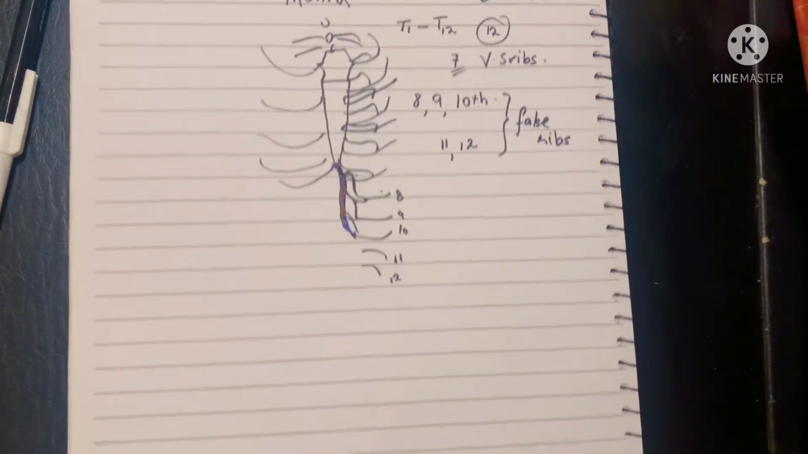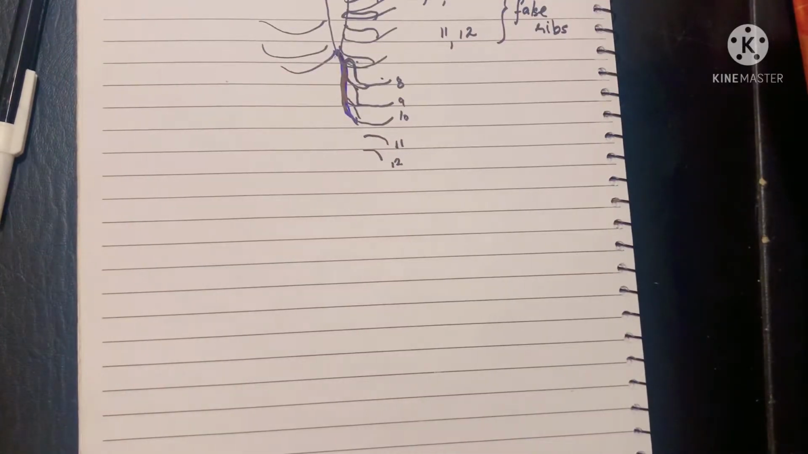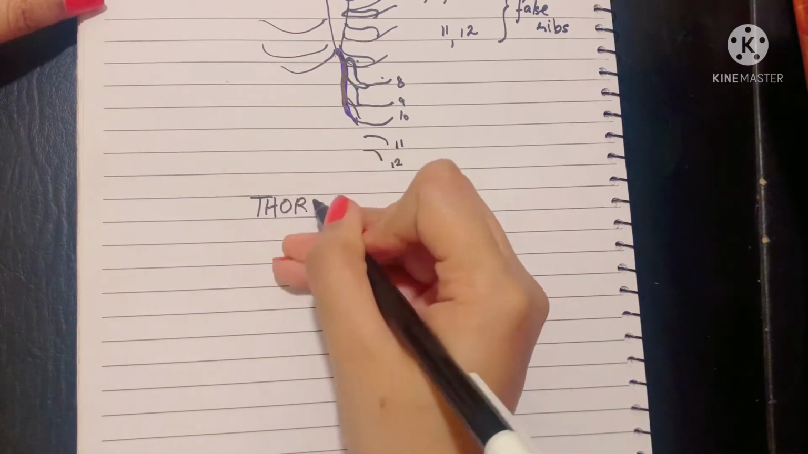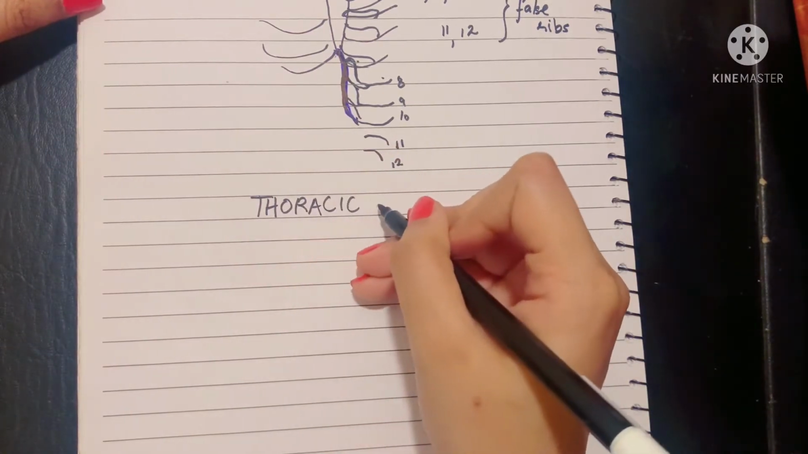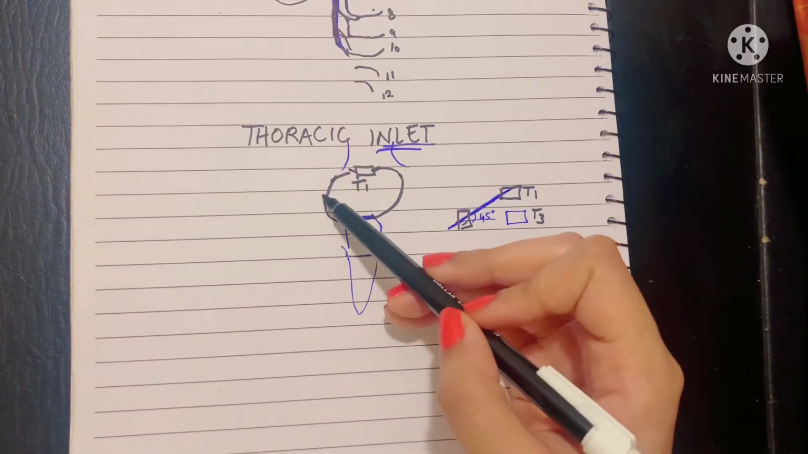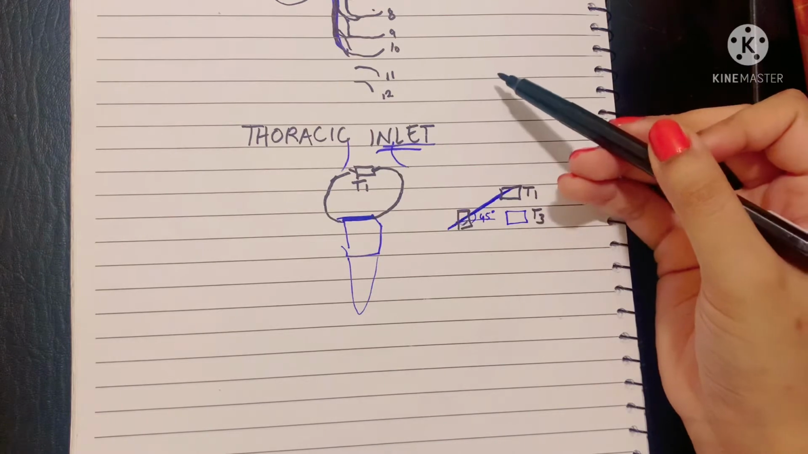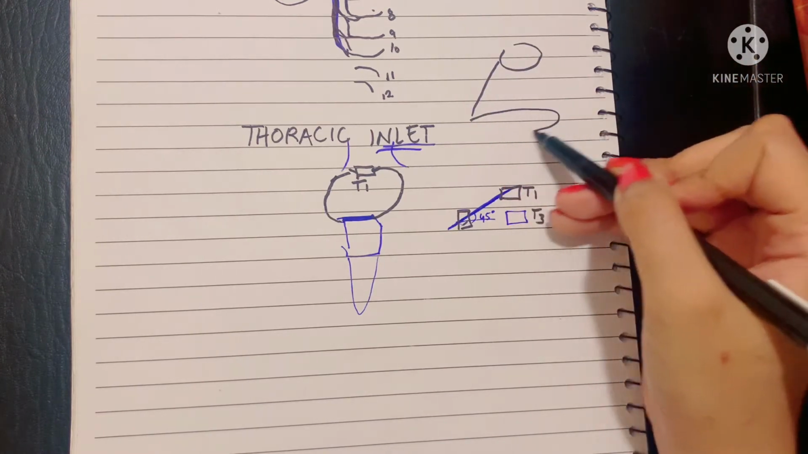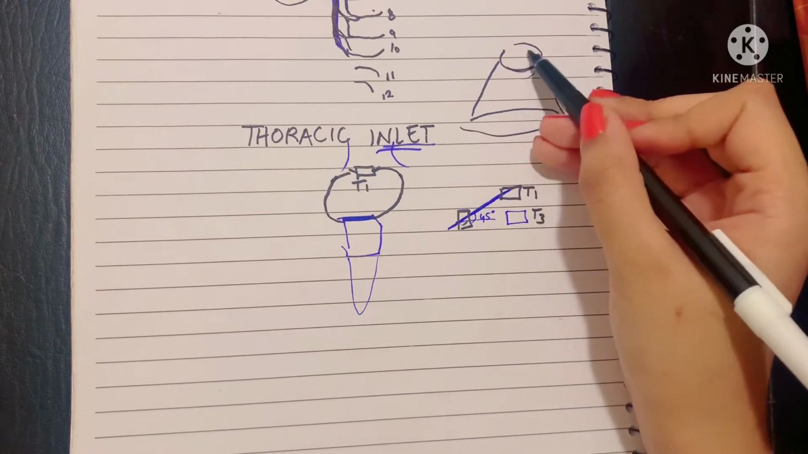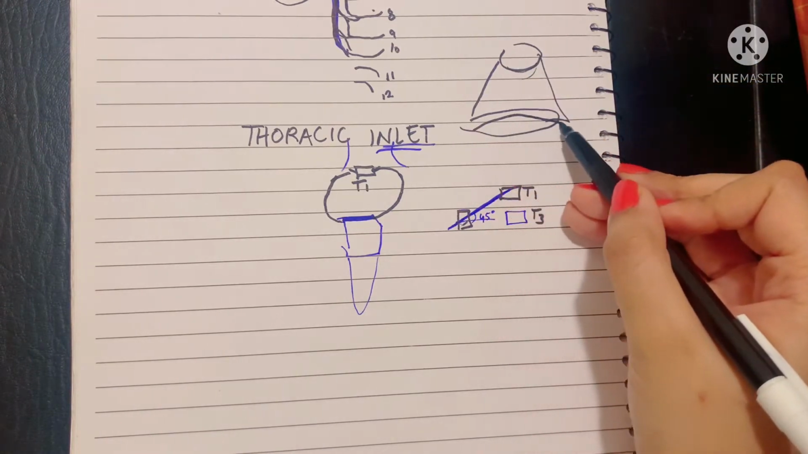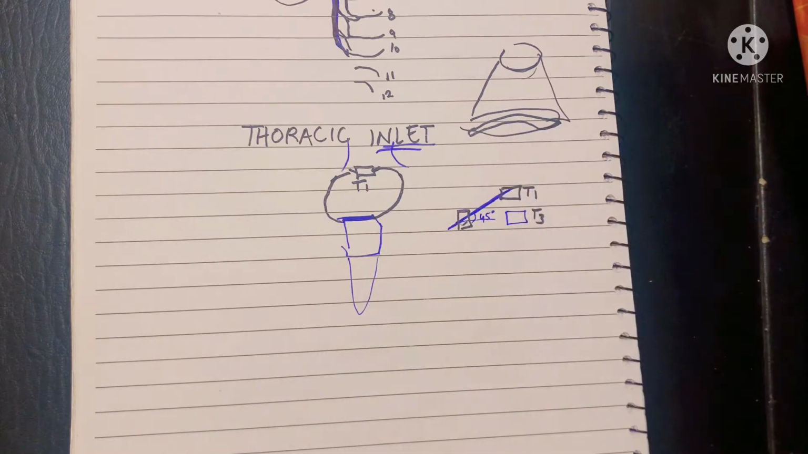So now let's get started with a more important topic of today, which is the thoracic inlet. This is also known as the superior aperture of the thorax. We all know that the thoracic cavity is basically shaped like a truncated cone. So the upper end is narrower while the lower end is larger, and in the lower end there is the diaphragm. And the upper end that is narrow is known as the thoracic inlet.